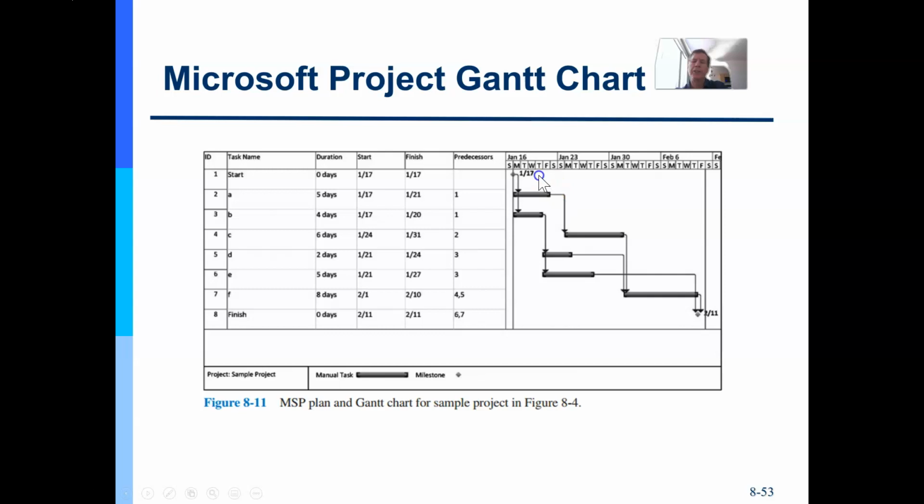Here's a picture of a Gantt chart, and you can see activity here with dependency arrows here, and the next activity here, and dependency arrows. And so it's a useful tool. This is a Microsoft Project.